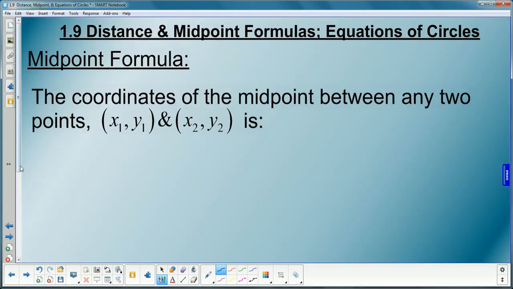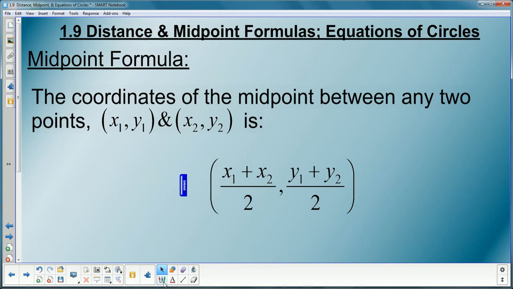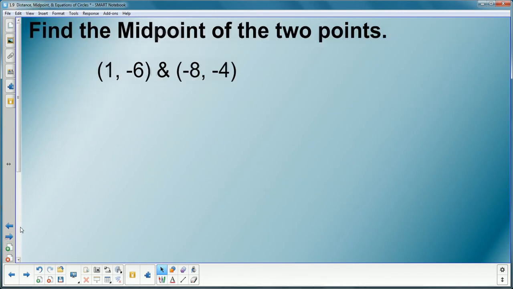Okay, next formula is going to be our midpoint formula then. So we start with our same 2 points, x1, y1, x2, y2, and we plug it in. We're getting a set of coordinates. Don't forget, midpoint is going to be a set of coordinates. And we just take the average of our x's, meaning add them together, divide by 2. Take the average of our y's, add them together, divide by 2.